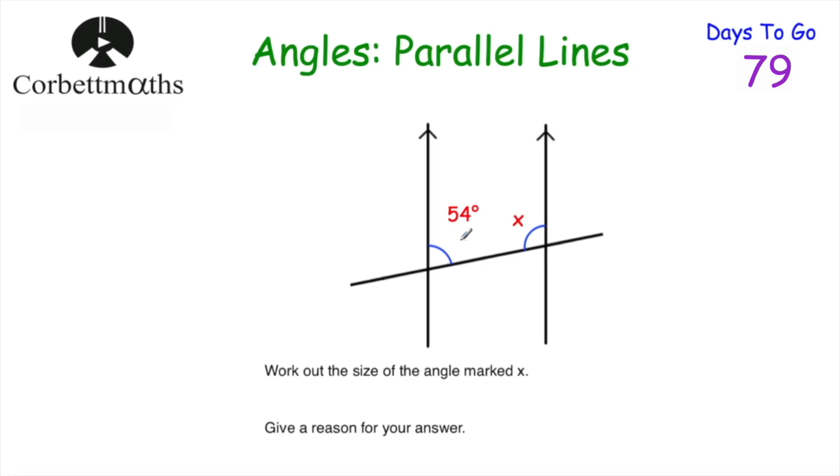They are co-interior angles. These two angles will add together to be 180 degrees. As you can see, this is an acute angle and this is an obtuse angle, and they will add together to be 180 degrees. So we've been asked to work out the size of this angle.